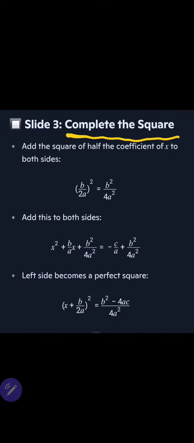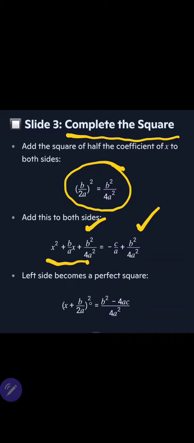Now we complete the square. So you add this term (b by 2a) whole squared to both sides as shown, and on the left hand side we quickly recognize that it is the perfect square, (x plus b by 2a) whole squared, and we have added the same quantity to the right hand side also.